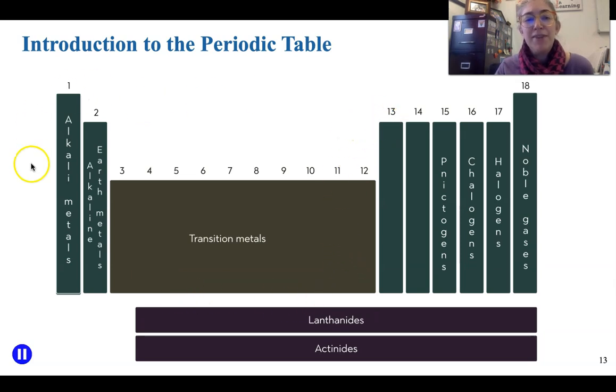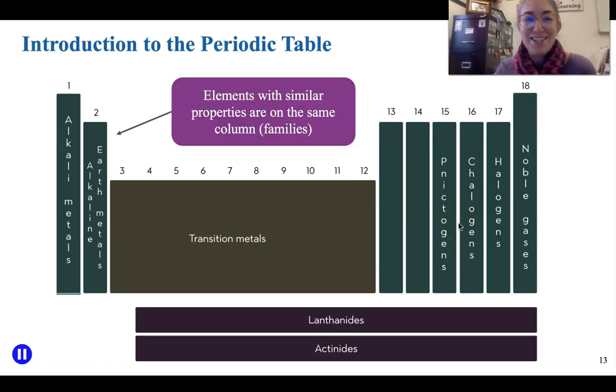We skip over. So in the green, these columns 1, 2, 13 through 18 are known as the main group elements. And then we have the transition metals and the lanthanides and the actinides. Some other groups to know: 18 is the noble gases, or I sometimes call this group 8A. And 17, or group 7A, is the halogens. I never use these terms for 15 and 16.